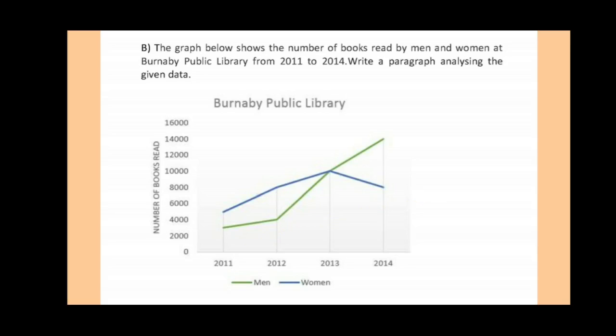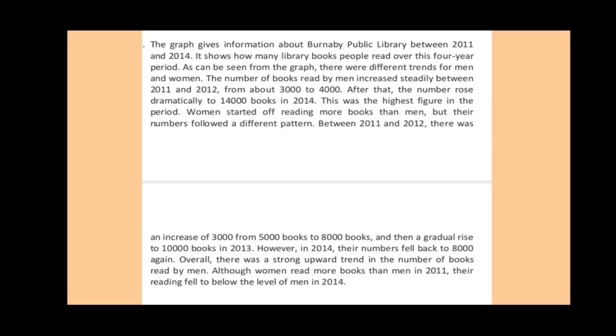Now this is the next question. The graph below shows the number of books read by men and women at Barnaby Public Library from 2011 to 2014. Write a paragraph analyzing the given data. This is very simple. So men are indicated in the green line and women are indicated with the blue line. You can take help from this paragraph. This is the answer.